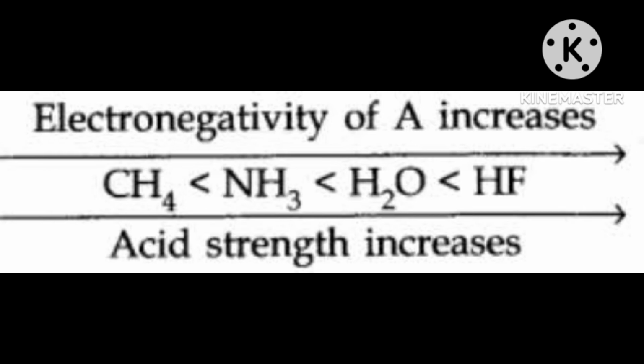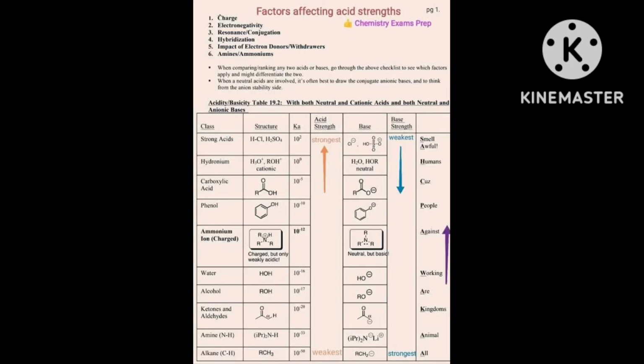HF is the weakest. HF is hydrogen fluoride. HF is weaker than HCl, and HCl is weaker than HBr, and HBr is weaker than HI. Because size increases from up to down, and acid strength also increases in the same way. HF is least acidic and HI is most.